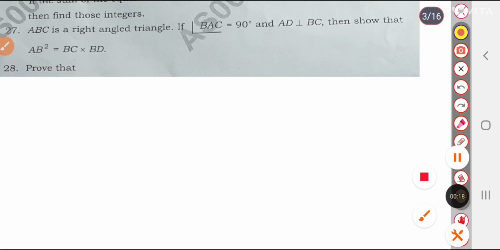For that, what you have to do, we'll draw one triangle, that is a right angle triangle. In this, angle BAC, so here it should be A, B, C. In this, AD perpendicular to BC is given, so I'll draw one perpendicular to BC. So that this is perpendicular, here it is D. Now what we'll do, here we'll use the similarity criteria.